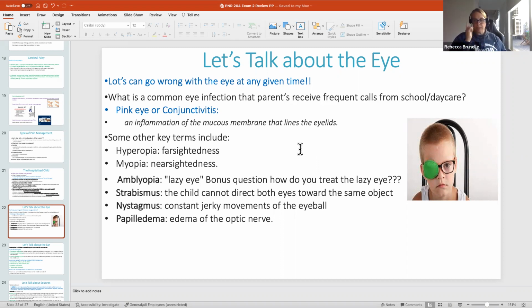So nystagmus is jerky movements of the eyeball. Nystagmus is never normal. It's never normal for your patient to have nystagmus. Sometimes you'll see this when a patient is having a seizure, but it's important to know what that rapid eye movement is and to know that it's never normal. And then papilledema is edema of the optic nerve. This is something that you can assess for by looking in the eye, by looking into the pupil with an otoscope.